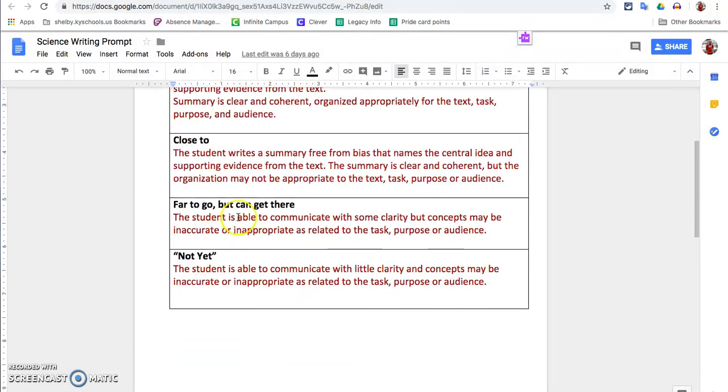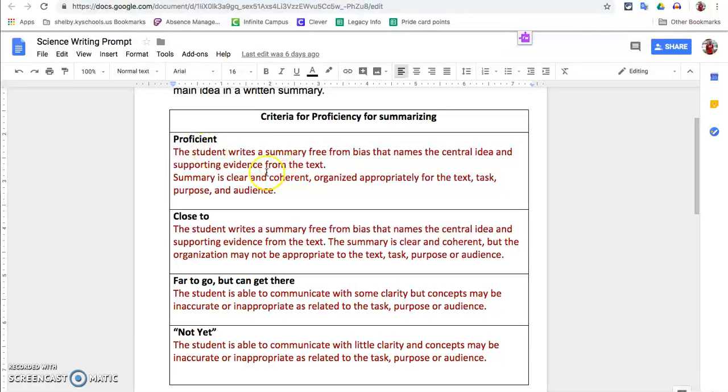If you take a look at the other ones here, close to, far to go but can get there, and not yet, you will want to look at those when you get your scores back and see where you're at, and compare that to what I'm talking about in this recorded mini lesson and figure out how we can get you up a tier to proficient.